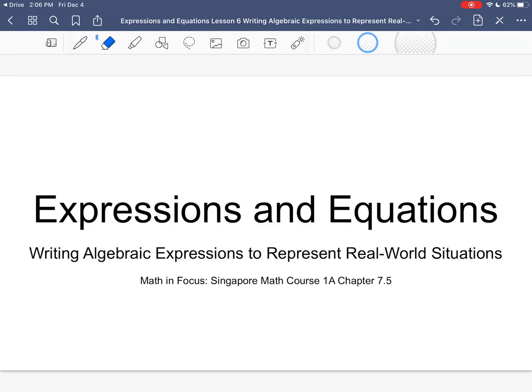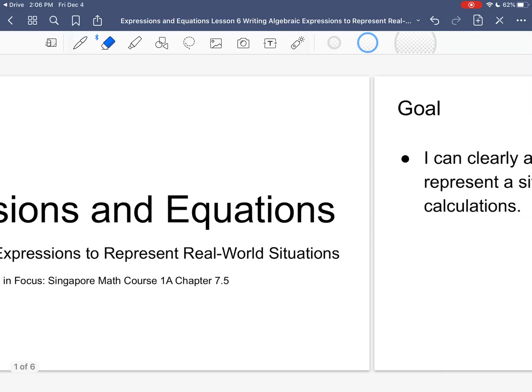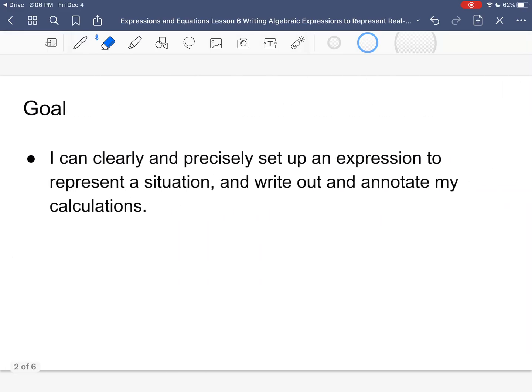Welcome back to the unit on expressions and equations. Today's lesson is about writing algebraic expressions to represent real-world situations. The goal of today's lesson is that you can clearly and precisely set up an expression to represent a situation, write out your calculations and annotate them. These are skills that you will need to have for algebra when you get to algebra next year and throughout high school.